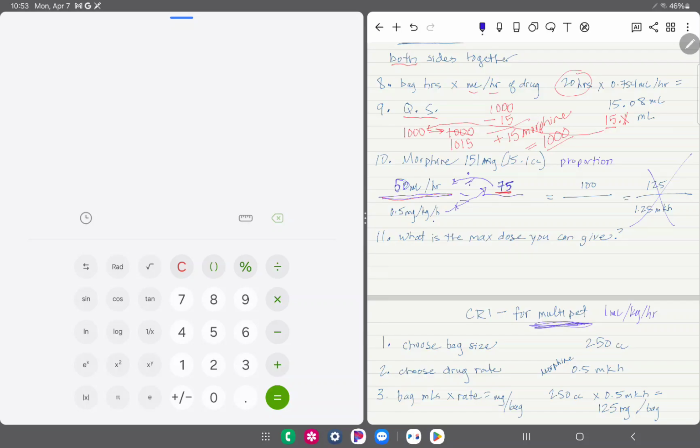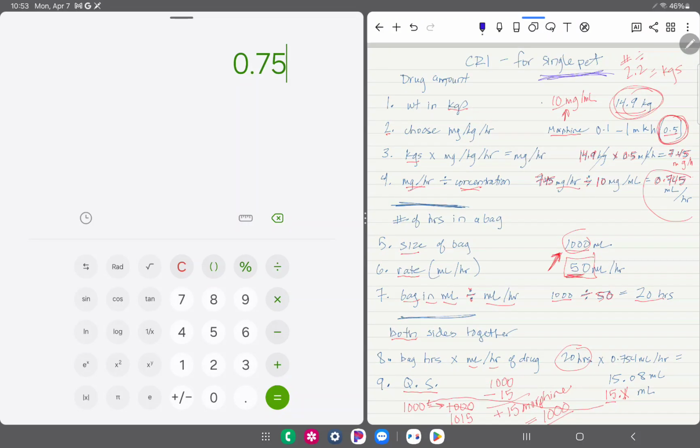Oh, I did something wrong. 0.5 times 75, and then divided by 50. So now this says 0.75 mg per kg per hour. So that's still within the dose range.